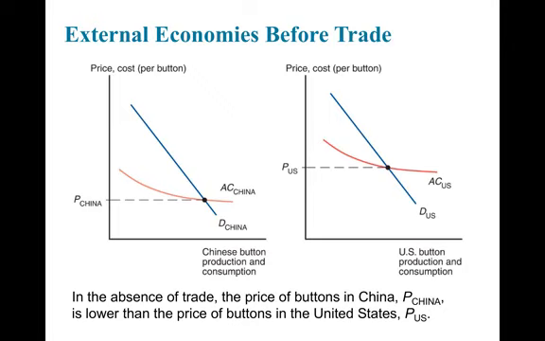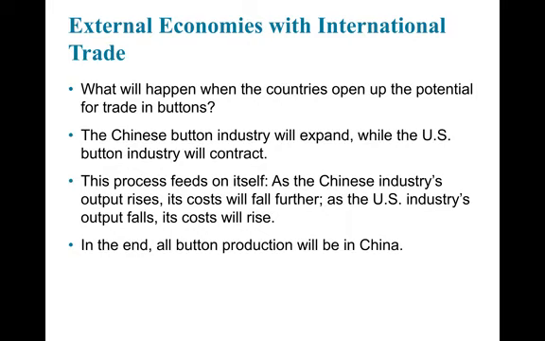Okay, so what does that tell us? Well, suppose we then decide to open up trade. What's going to happen? Because they're able to sell at a lower price, the Chinese button industry will expand and the US button industry will contract, and the process will feed itself as US consumers buy more and more lower price buttons from China.